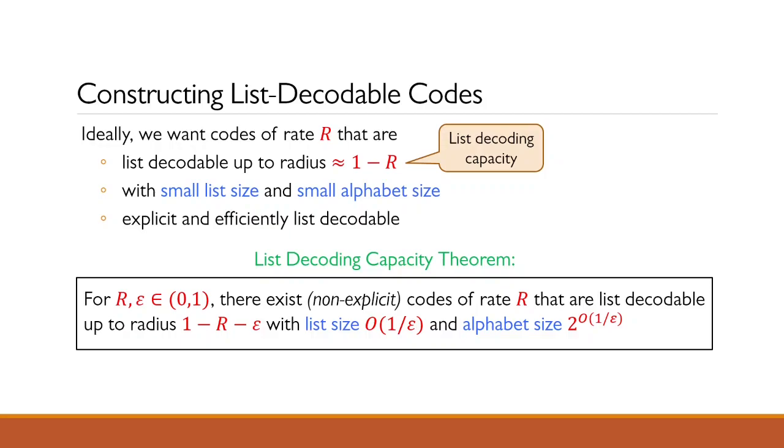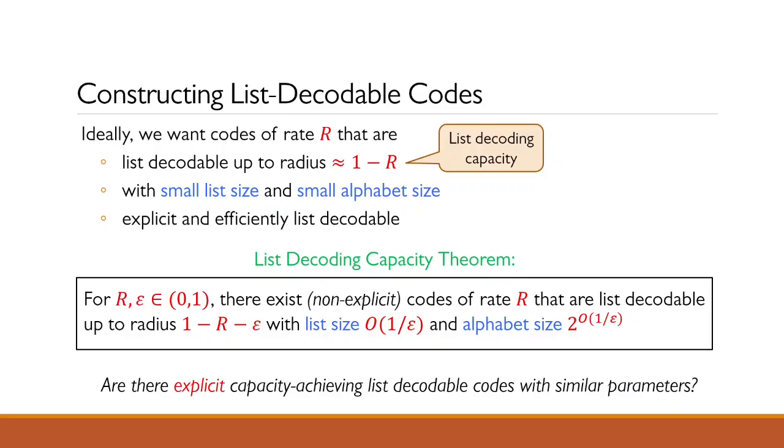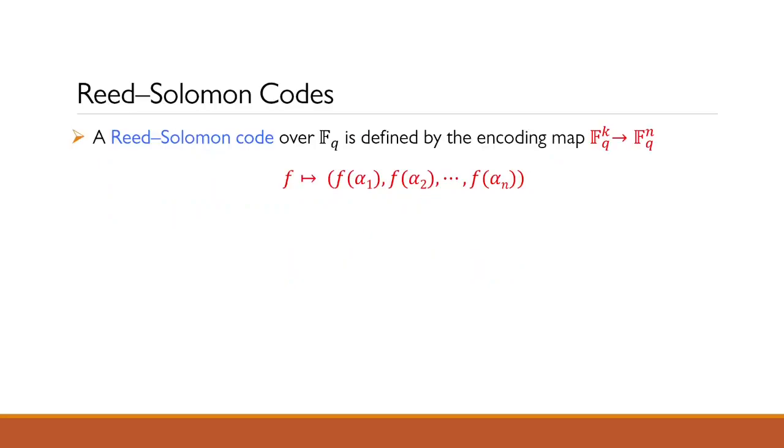So this theorem guarantees the existence of list decodable codes with very good parameters. However, these codes are not explicit codes. So we can ask whether there exist explicit capacity achieving list decodable codes with similar parameters. In particular, we hope the list size and the alphabet size are both constants, depending only on the parameter epsilon. And constructing explicit capacity achieving list decodable codes turns out to be highly non-trivial.